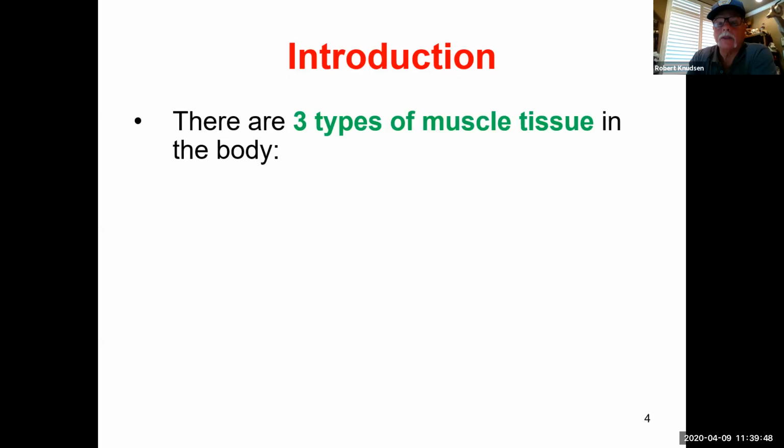Okay, here we go. Three types of muscle tissue. This is a piece of cake, right? Skeletal, cardiac, smooth. Okay, am I going to ask you a question on that? Yeah, but that's low level.